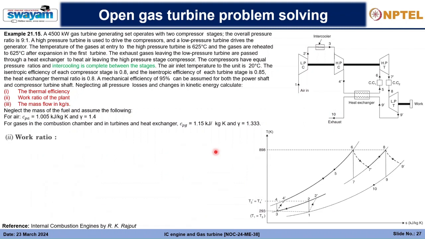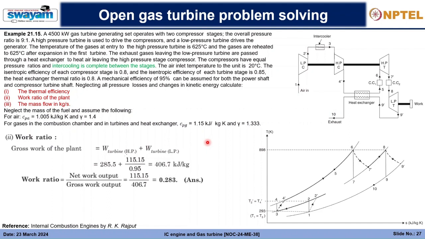Then in the second part, we have the work ratio. The work ratio can be calculated first by calculating the gross work of the power plant. That is the work derived from both of the turbines, and it will be amounting to 406.7 kilojoule per kg. Then we calculate the work ratio to be net work output divided by gross work output, and it will be 28.3% or 0.283. That is the answer, the work ratio.